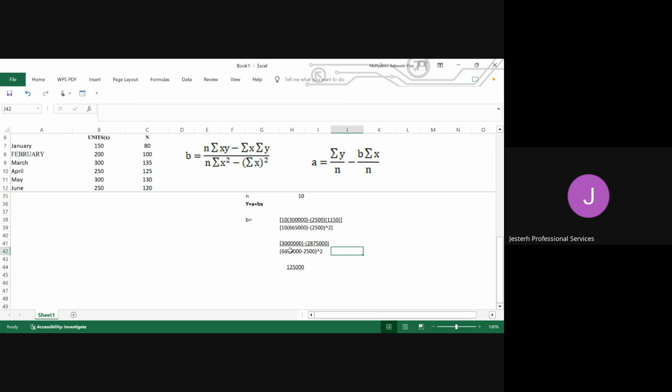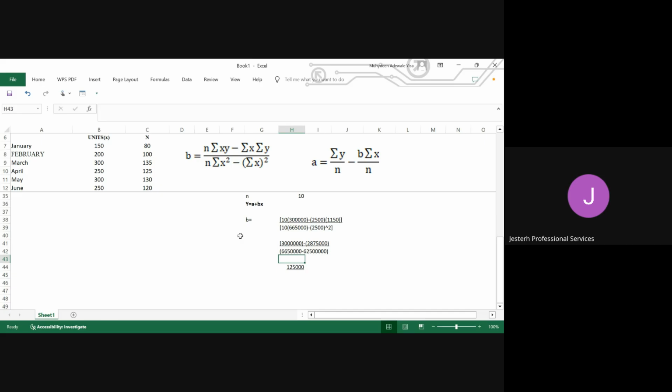Understand? Now we will divide this again. 2005 raised to power of 2 is going to give us, please, you can do the summation there, 6,250,000. Then we can remove this once we're able to get it. Now we'll say 6,665,000 minus 6,250,000.